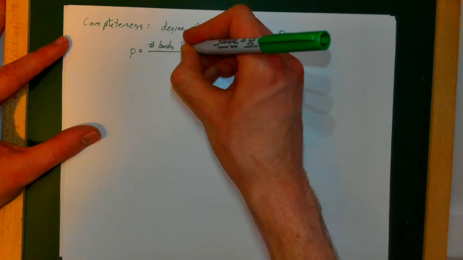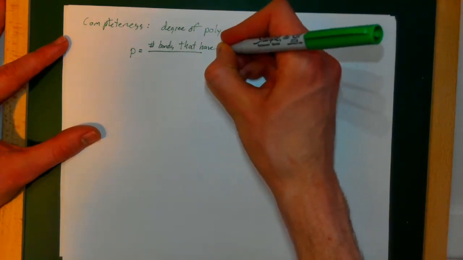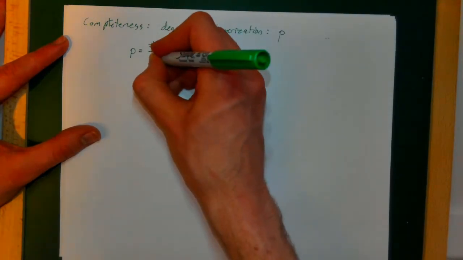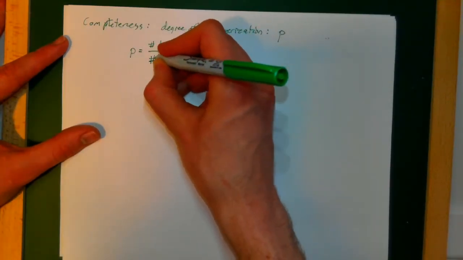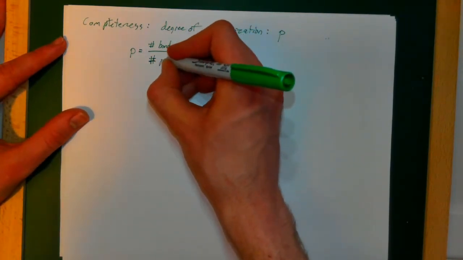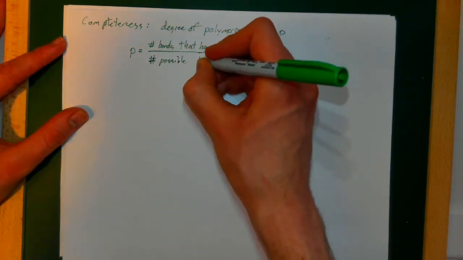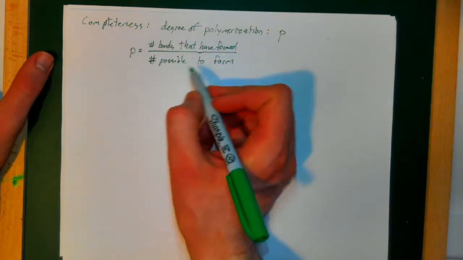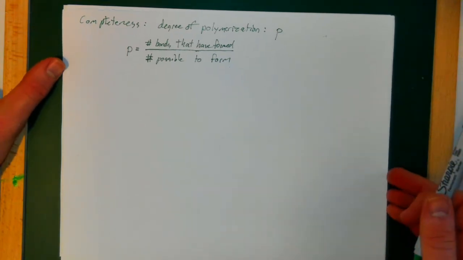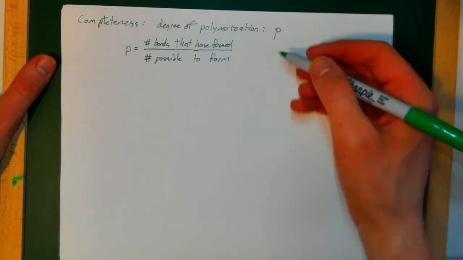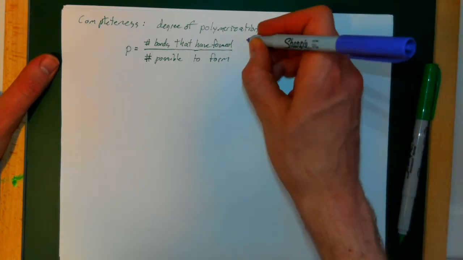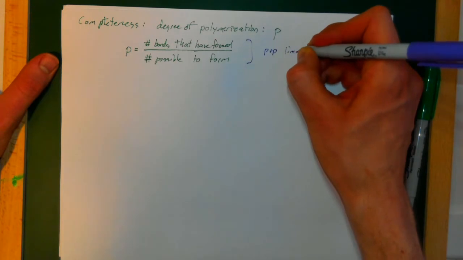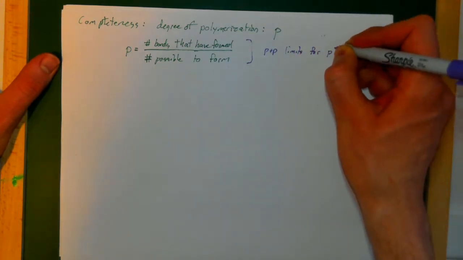that have formed divided by the number of bonds possible to form. And so with this in mind, take a moment now, pause and ponder. What sort of range do you expect for p? So pause and ponder. What are limits for p?